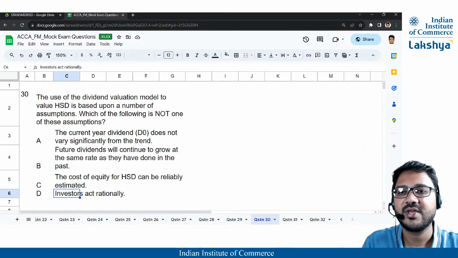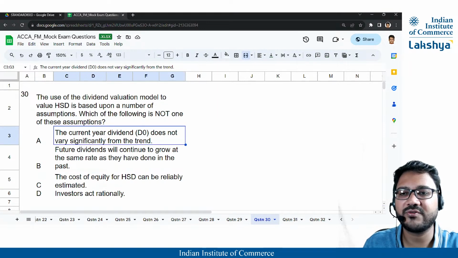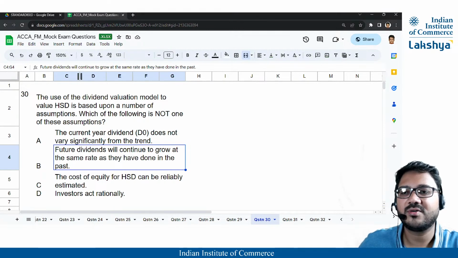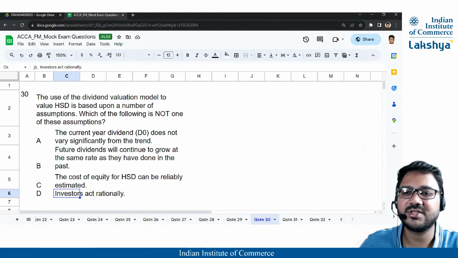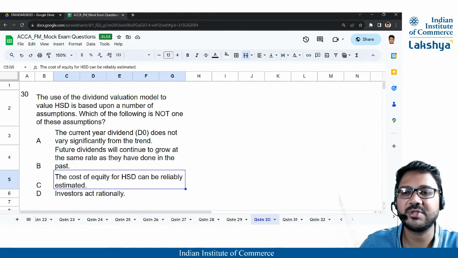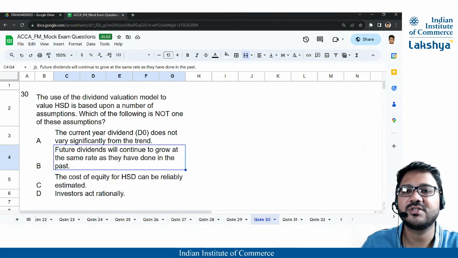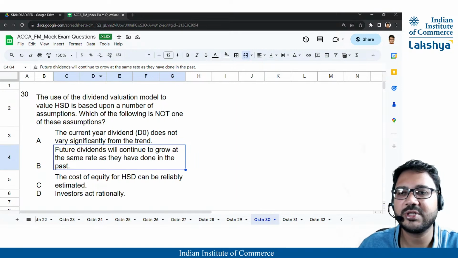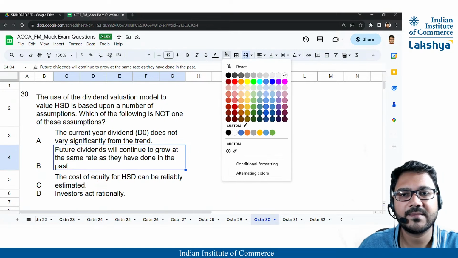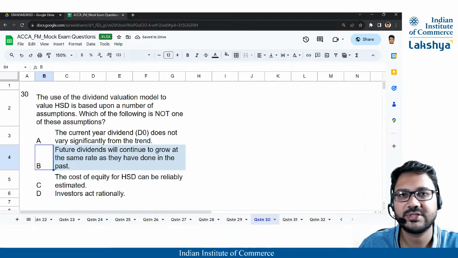The question says, which of the following is not one of these assumptions? We assume that the current year dividend does not vary significantly from the trend. We assume the cost of equity for HSD can be reliably estimated. We have assumed that. But this one, that investors act rationally, is not one of those assumptions. We have separately assumed it, but okay, just mark this statement B.